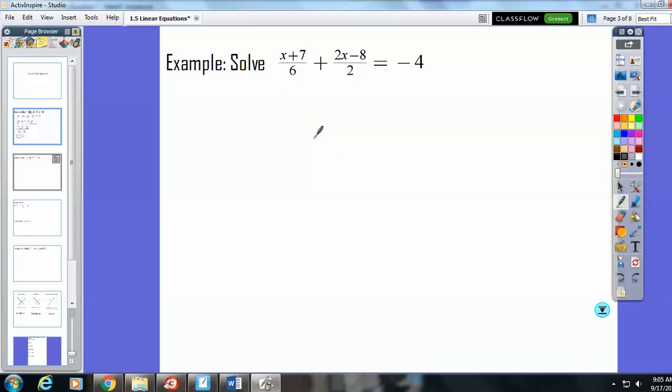So, I don't like option 3. You don't like option 3. So do you want to get a common denominator or get rid of the fractions? Get rid of the fraction. Get rid of the fractions.